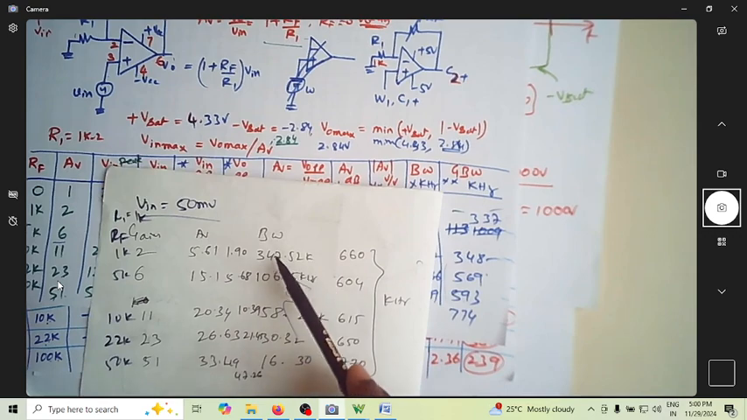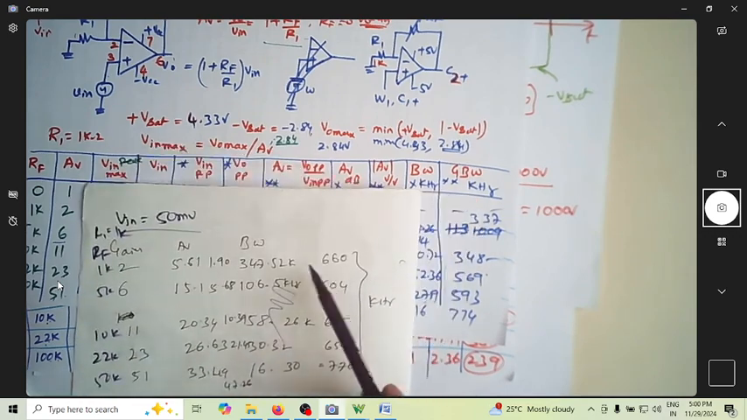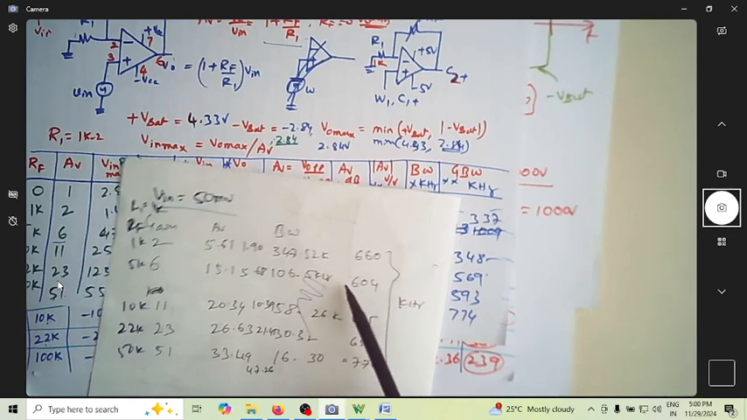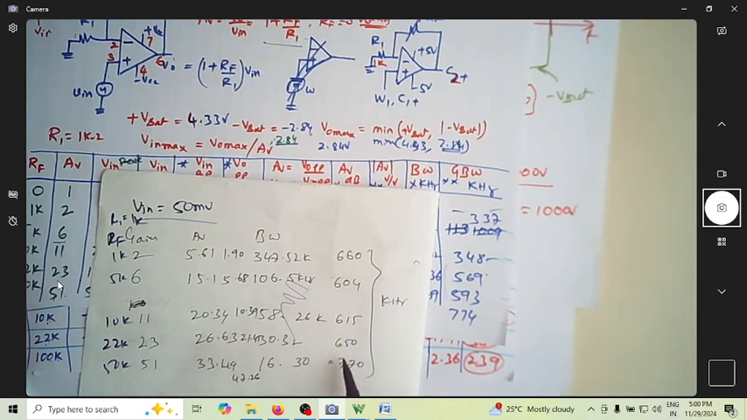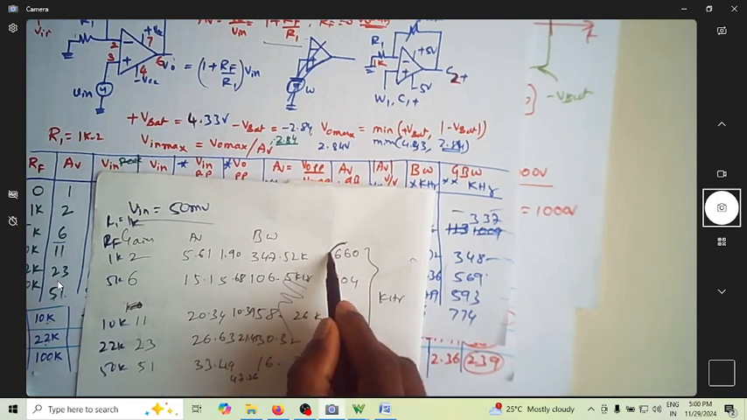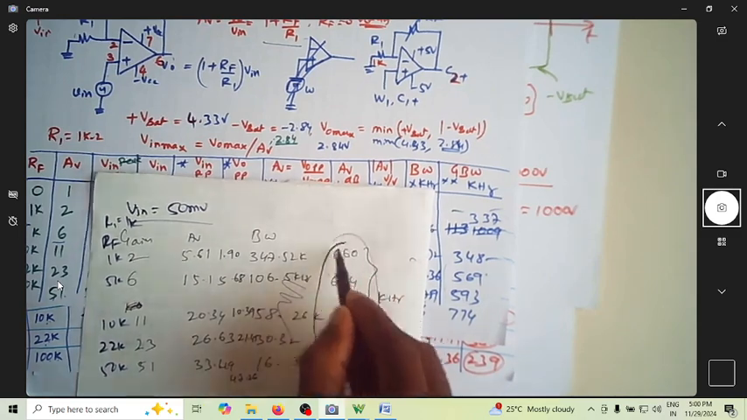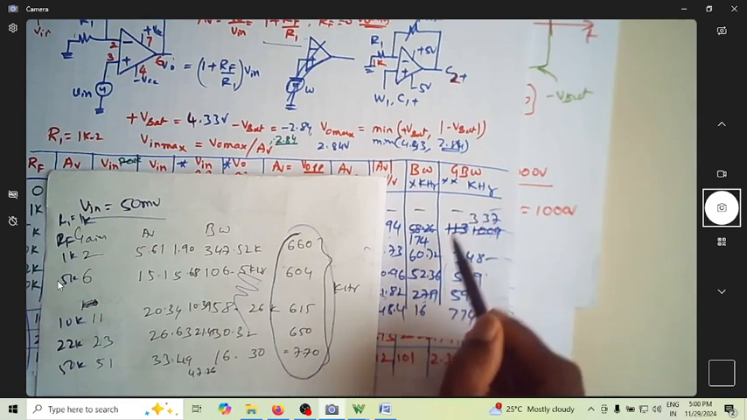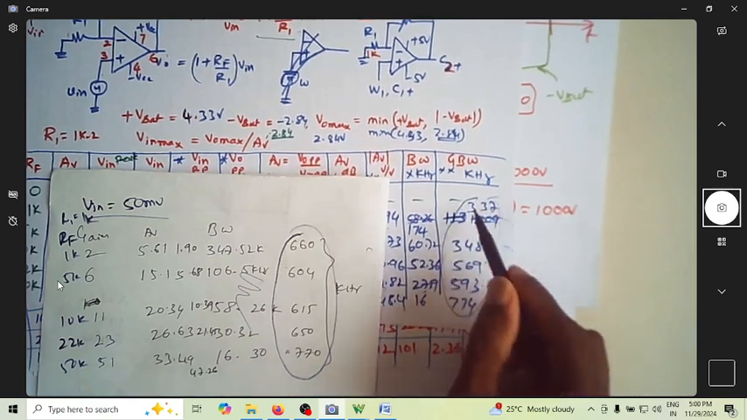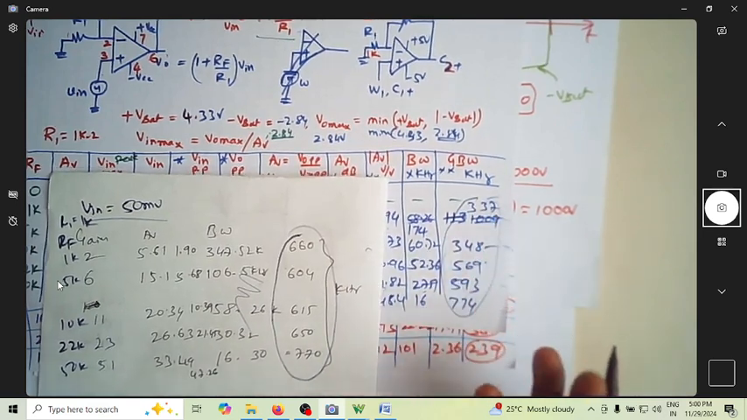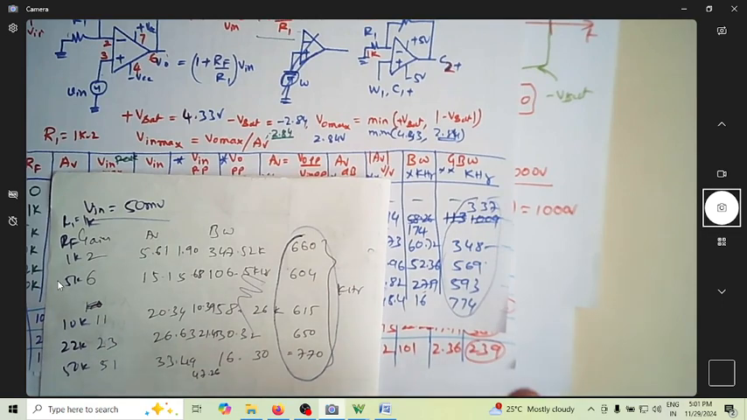You can see the bandwidth, how it varied. If you find the gain bandwidth product, you can see it is 660, 604, 615, 650, and 770. So this is fairly remaining constant, irrespective of the gain. But it is not so in the previous case, where we had a large input amplitude.